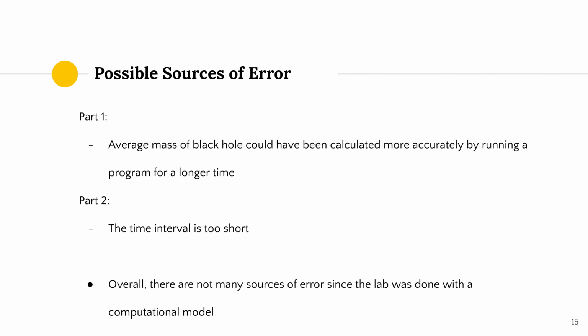There are two possible sources of error. First, when calculating the mass of the black hole, the average mass of the black hole could have been calculated more accurately by running a program for a longer time. Also, with part 2, the time interval was too short. However, these errors do not significantly affect the lab results. Furthermore, there are not many sources of error since the lab was done with a computational model.